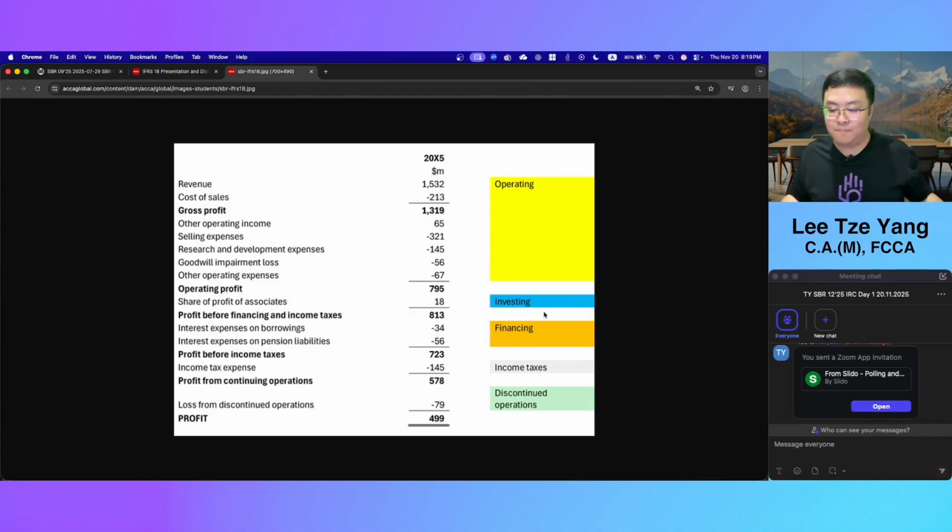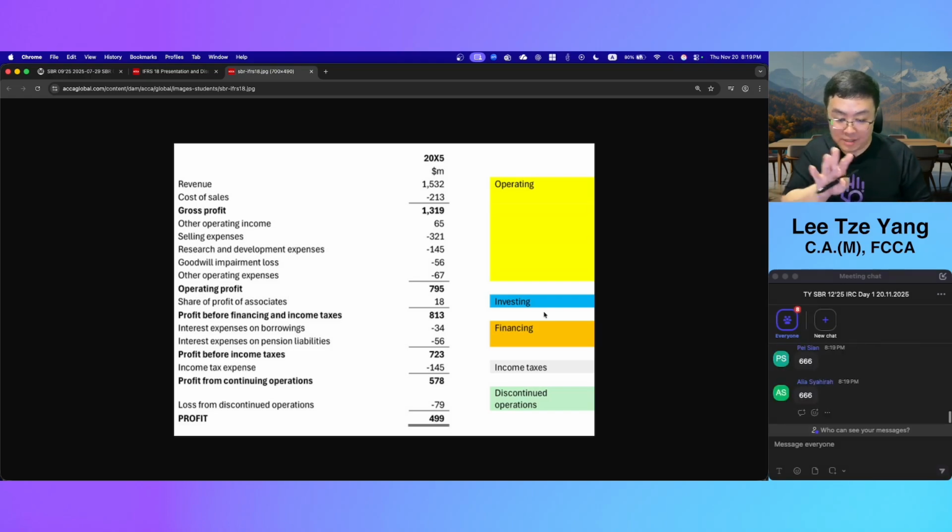Everyone, so far you with me? If you are with me, you type 666. Are you with me? In our answer in SBR, we need to state which category. Okay, you're with me. Good.